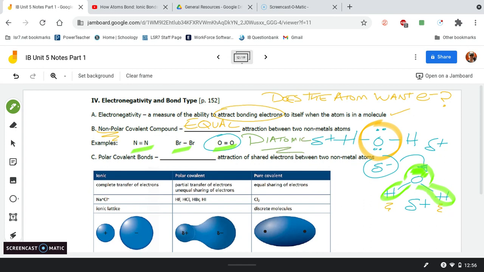Okay, so a polar covalent bond is going to be when it's still nonmetals, but part of it is positive, part of it's negative, very much like the water, where this part up here is negative, and then this part down here is positive. That's going to be an unequal attraction of electrons, which creates a positive and a negative side. So polar covalent is going to be, instead of an equal attraction, unequal.